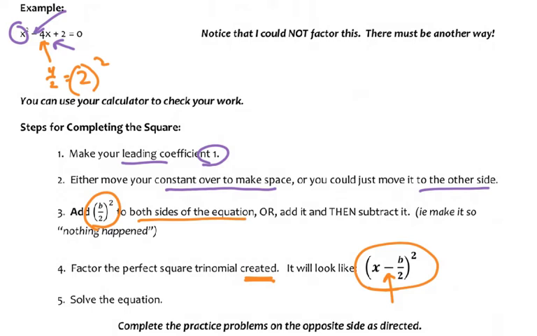So let's go ahead and practice some problems. I'm going to do a couple with you, maybe the first 3, and then you can try some and just come back and see if you're doing it right.